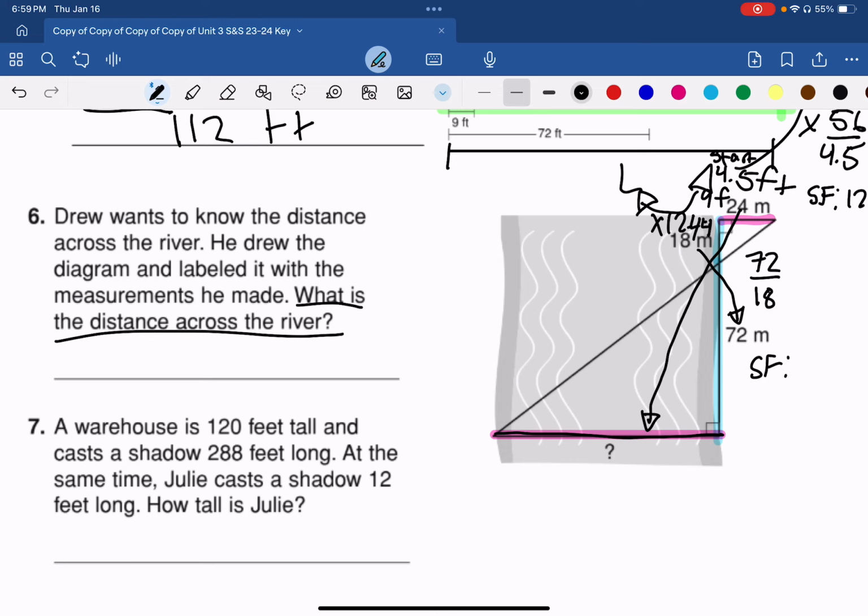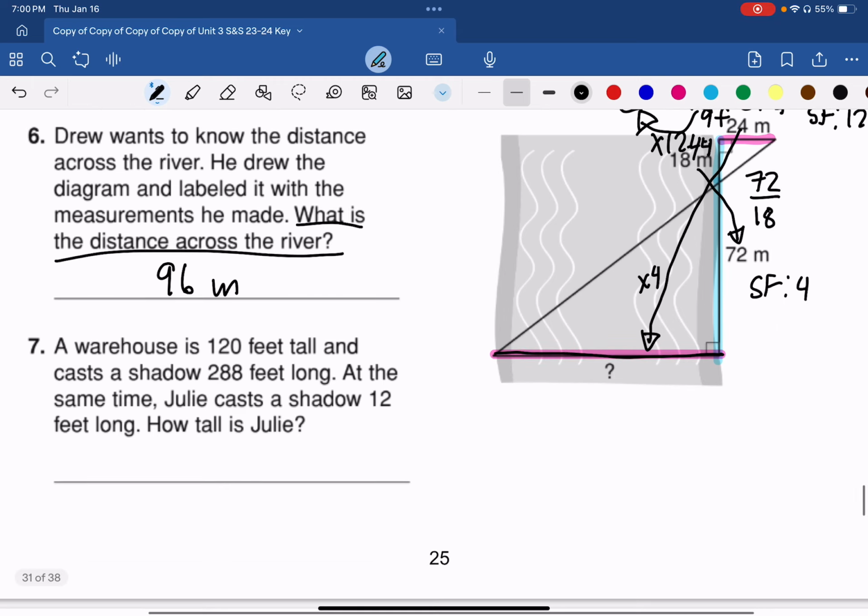72 divided by 18. That gives me 4. It's such a nice number. That means that triangle right here is 4 times as big. So that 24 must be 4 times as big. Me personally, I got, why don't you do it yourself? Pause. I got 96. And we're working in meters. Awesome. Congratulate yourself a little bit.